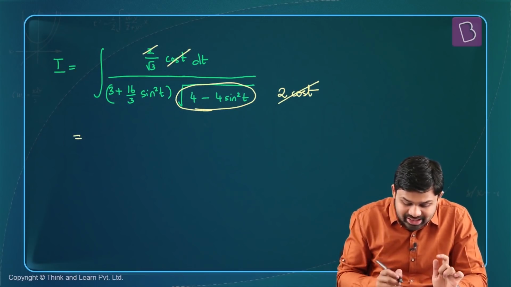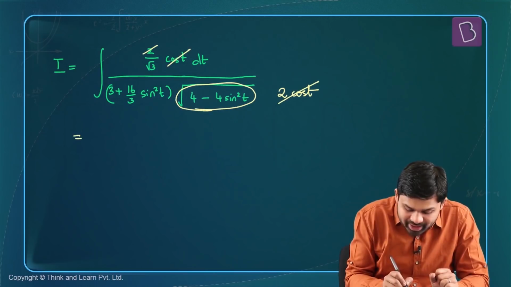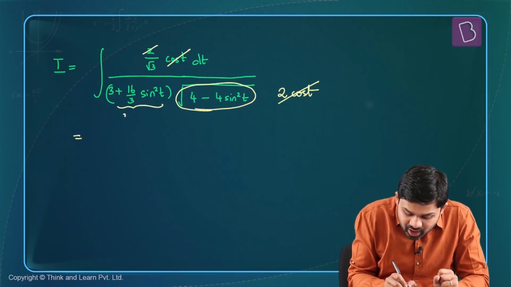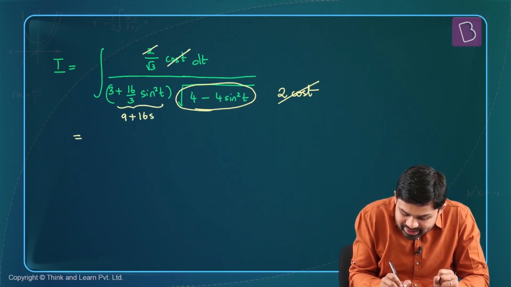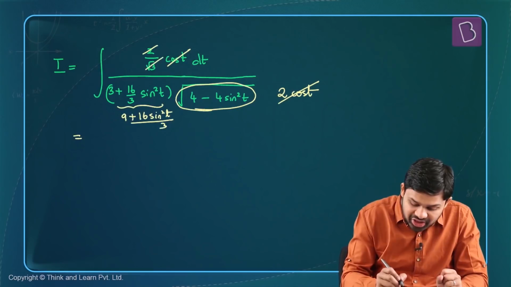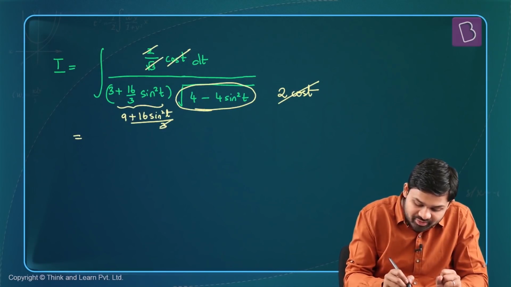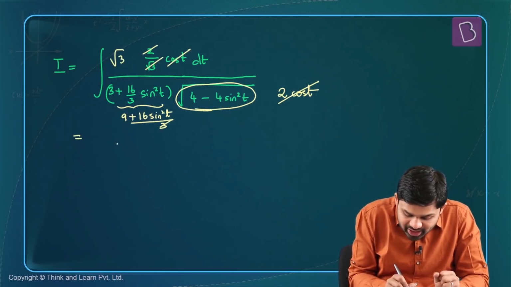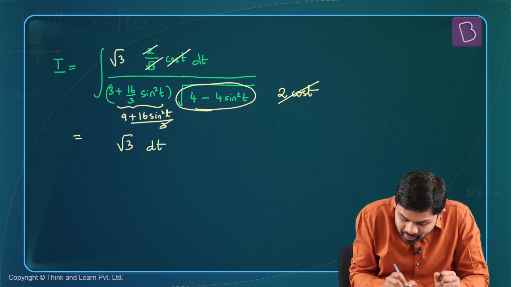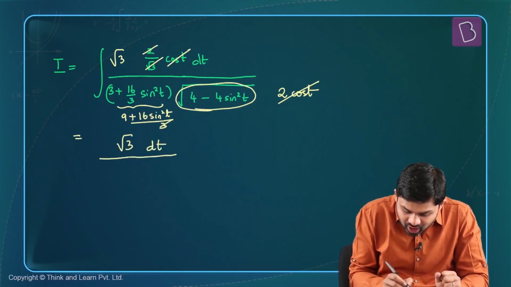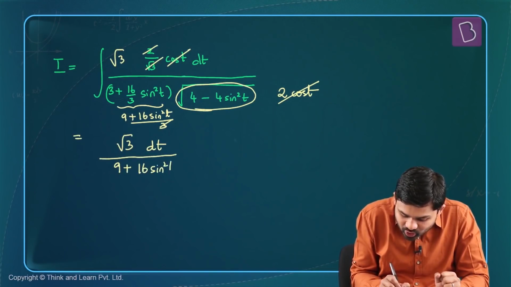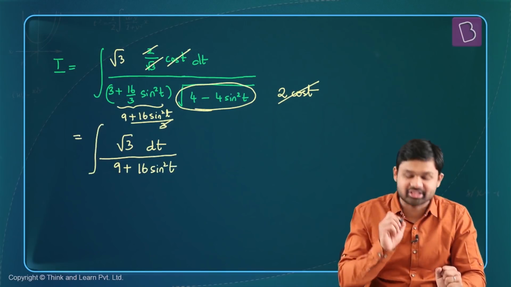That's all, nothing else. But here you have a 3 plus 16 over 3 sine square t. If you take a common denominator of 3 here, you get 9 plus 16 sine square t divided by 3. So this 3 and this root 3 will cancel out to give me a root 3 all in the numerator. So eventually I am going to get root 3 dt divided by 9 plus 16 sine square t. So I have to integrate this expression now.